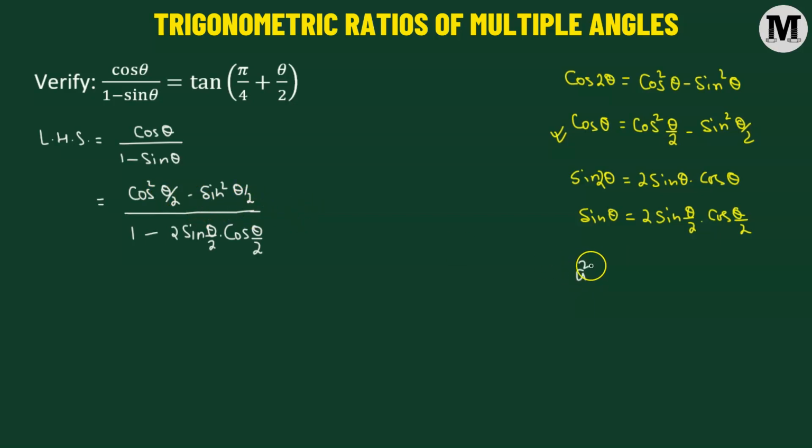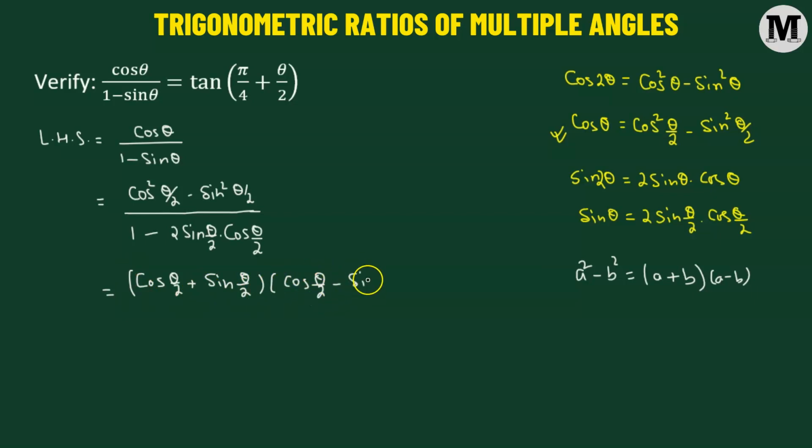Now we have cosine squared theta over 2 minus sine squared theta over 2 in the numerator. That's the difference of two squares, a squared minus b squared, which is simply the product of a plus b times a minus b. In our case, we can rewrite the numerator as cosine of theta over 2 added to sine of the angle theta over 2, multiplied by cosine of the angle theta over 2 minus sine of the angle theta over 2.